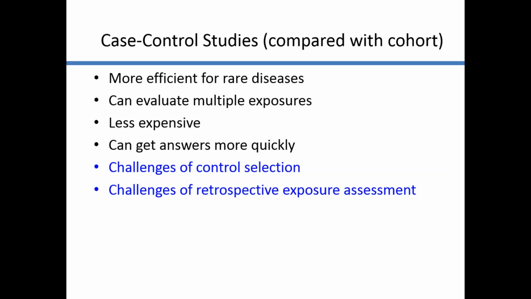Can evaluate multiple exposures. Now, if you have lung cancer, or if you're a control in a lung cancer group, we can ask, did you smoke? But we can also ask, did you live in a house with radon? Did you eat a lot of fruit and vegetables? Did you, et cetera, et cetera?